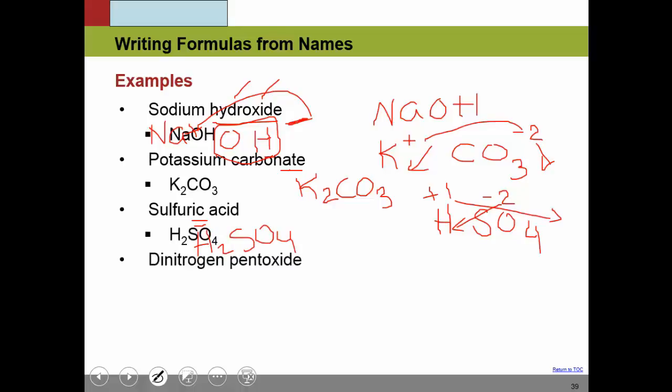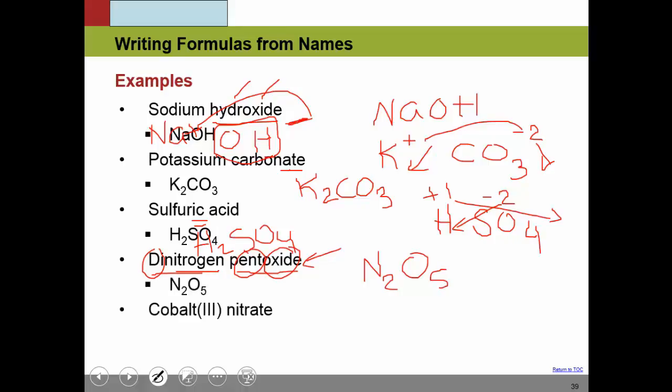Dinitrogen pentoxide. Now this is awesome because whenever you go from a molecular name, you just have to write down the number of atoms that the prefixes tell you. You don't have to get charges to balance. Again, you don't need to get charges to balance for molecular compounds. It says nitrogen, N, you have 2 of them. Oxygen, you have 5 of them. Done. End of story. You don't have to balance any charges at all.